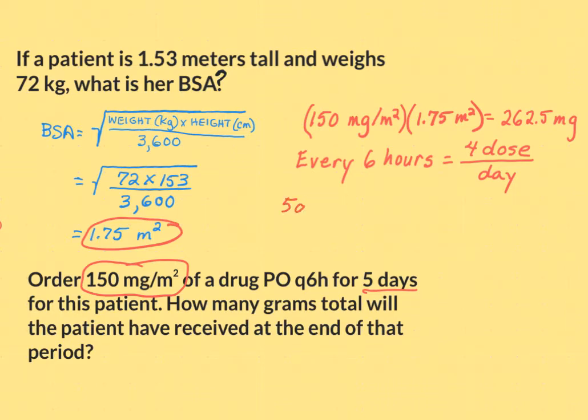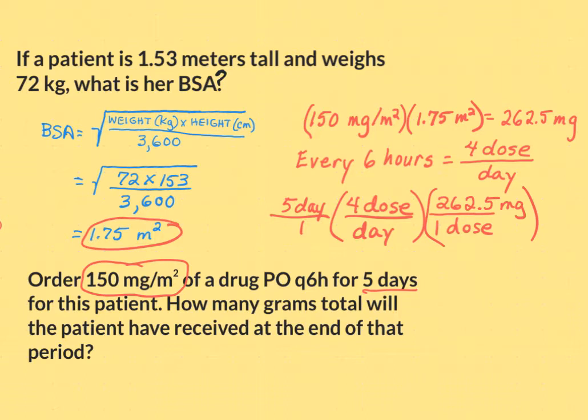So we could look at this as 5 days of medication at 4 doses per day. And how much is one dose? Because we need to cancel that dose. One dose is 262.5 milligrams. All right, that will allow us to cancel days and to cancel doses. We'll be left with how many milligrams this patient will have taken after 5 days. That equals 5,250 milligrams. That's an awfully big number. It does make sense to go to grams instead. So from milligrams to grams, we're going to go 3 to the left to give us 5.250 grams.